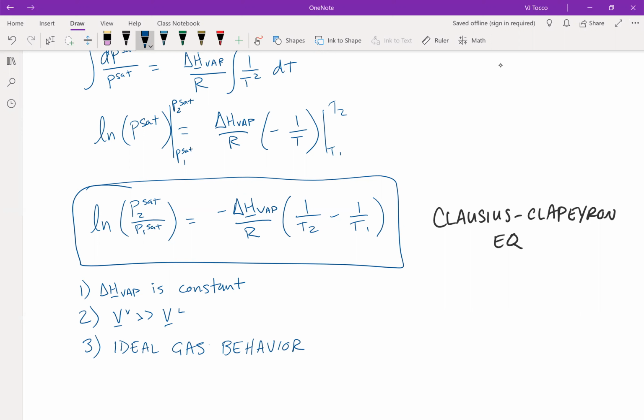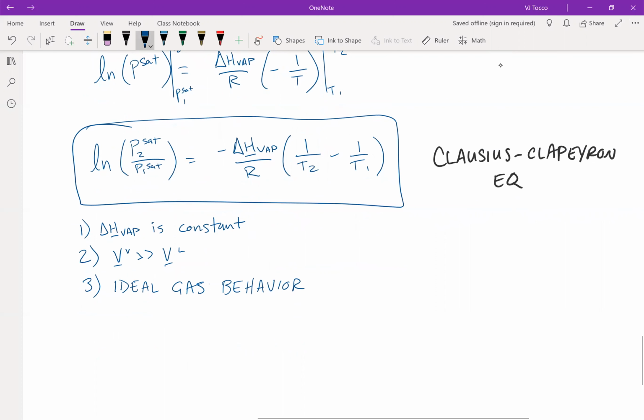And this is something that is now usable, right? I know what the enthalpy of vaporization is. I know what the gas constant is. It didn't explicitly say it in the problem statement, but I'll assume that constants are known. I can plug in T2, T1, and P sat 1, and that will allow me to solve for P sat 2. So I'm not going to show you the exact calculations. I'm just going to show you the answers of what we get.